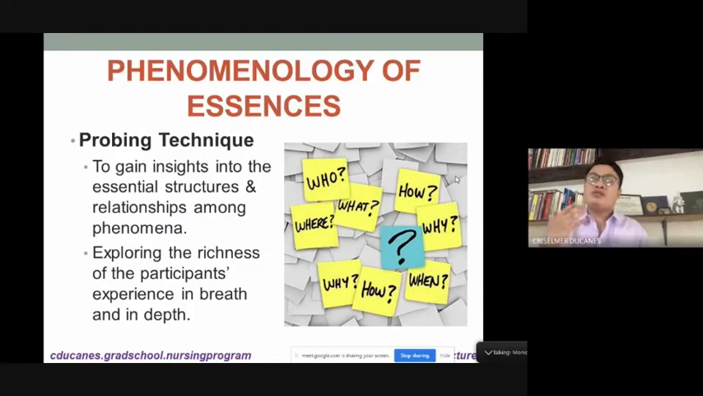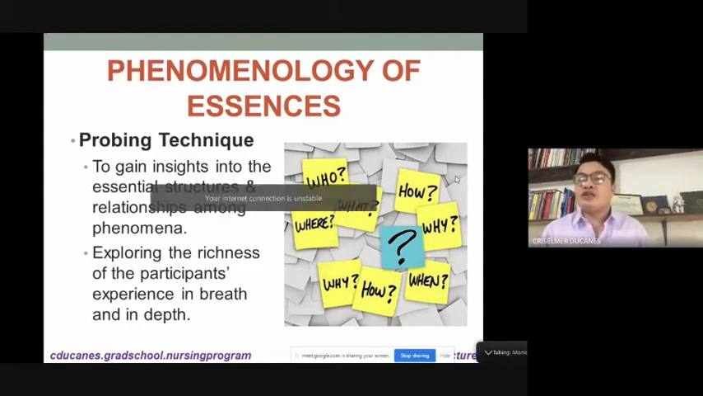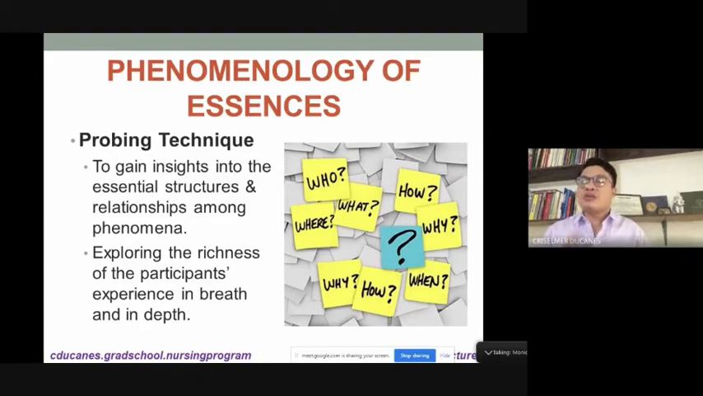Based on the response of your participants, that's the time you probe. So why do you think so? How would you do that? How would you say that, ma'am? How would you say that, sir? Can you describe something? Something like that, that's how you probe. But for beginners in qualitative study, the panelists would actually require you to have guide questions. You can make guide questions; about 3 to 5 guide questions is okay.